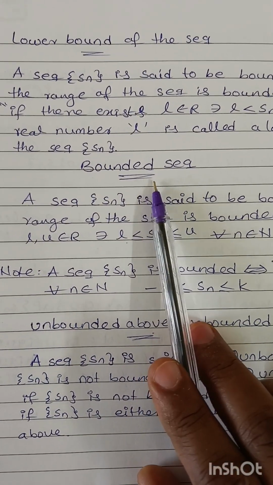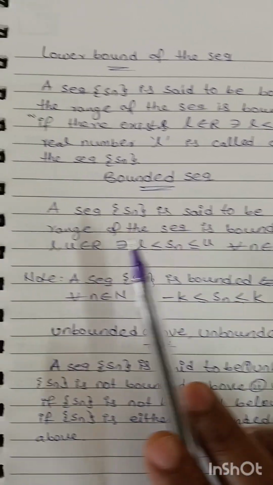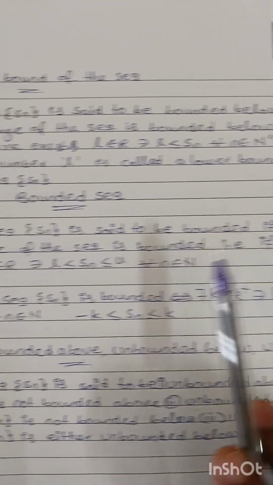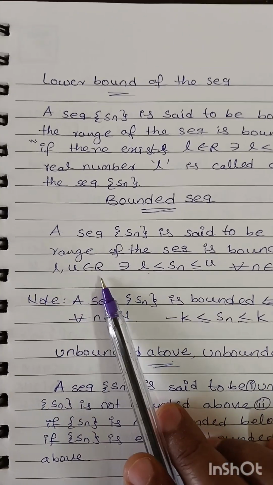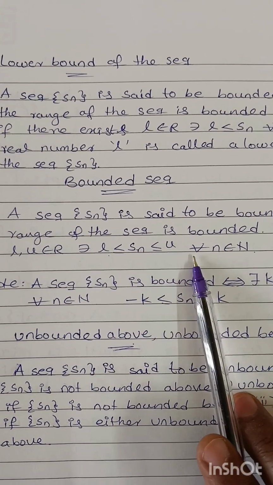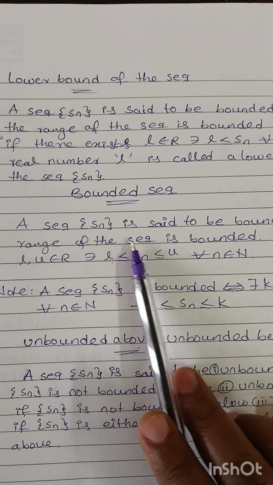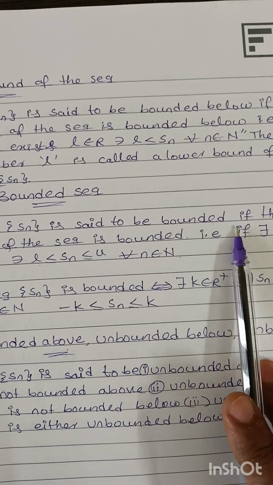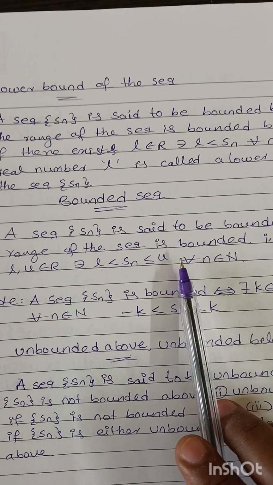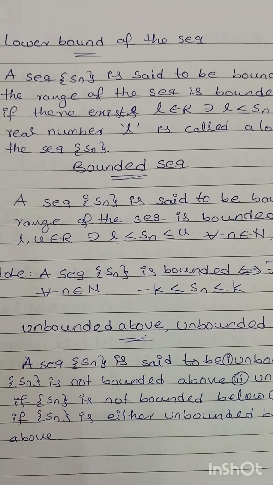Next, bounded sequence. A sequence Sn is said to be bounded if the range of the sequence is bounded. That is, if there exist L, U belongs to R such that L is less than or equal to Sn, which is less than or equal to U, for all n belongs to capital N. Means a sequence Sn is said to be bounded if it is both bounded above and bounded below. Then the sequence is called a bounded sequence.